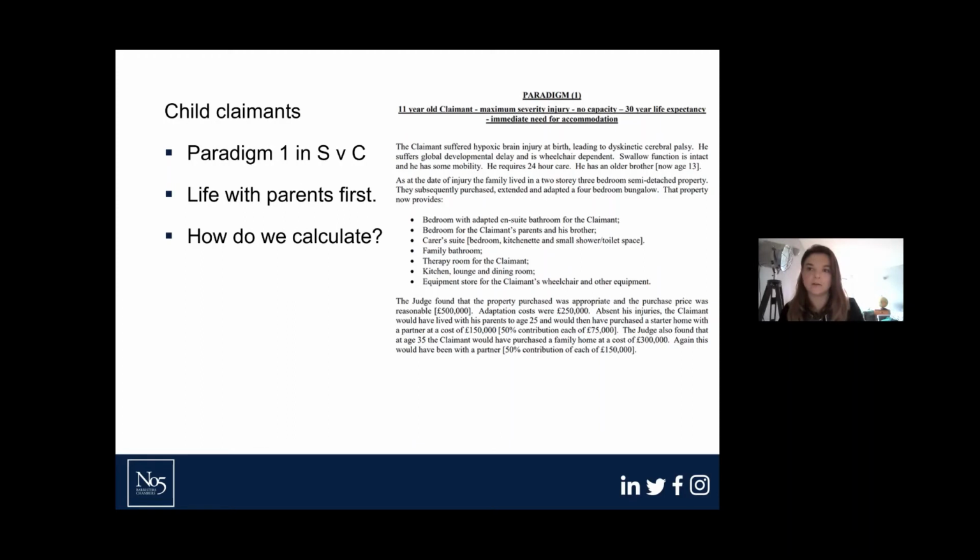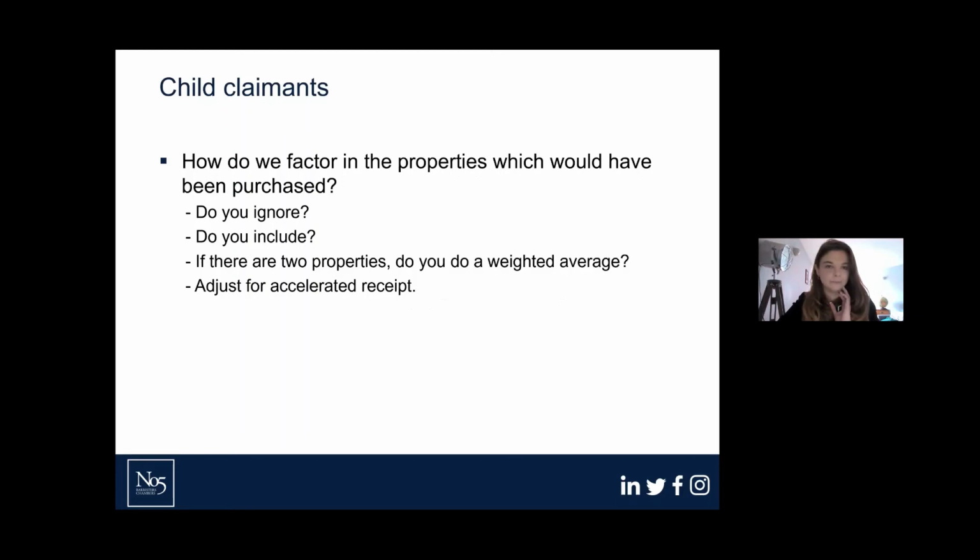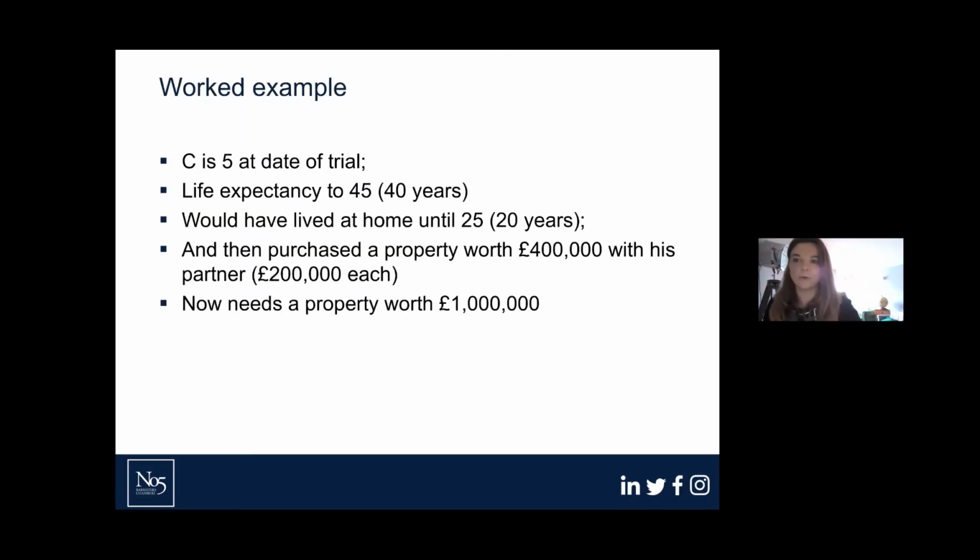There was a scenario in the judgment of SWIFT and Carpenter that set out a child claimant. But I think the first thing we need to consider is life with parents first, and how one takes into account the but-for properties. And I'm just going to go, of course, to a worked example, because that's the best way, I think, to see it through. One of the things that Nick said is not to focus on the years or anything, but to look at the practical implications. And the best way to do that, I think, with child claimants is to work through the various ways that you could do it and see what the difference is.